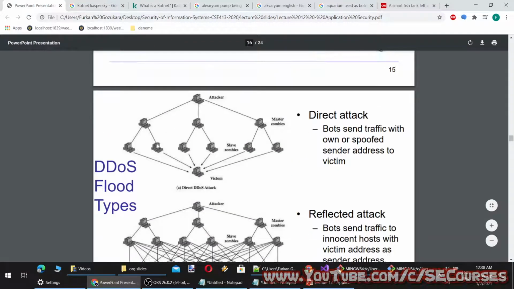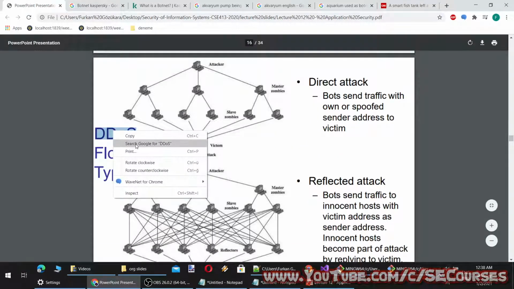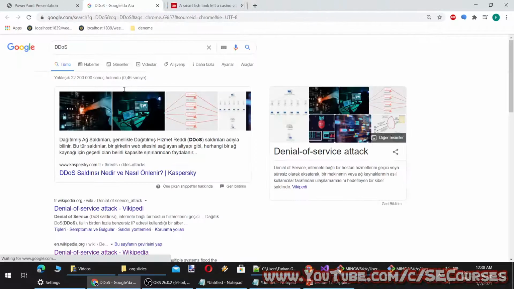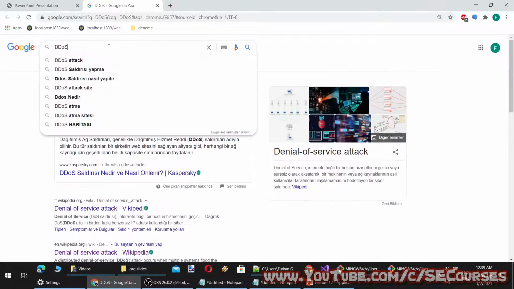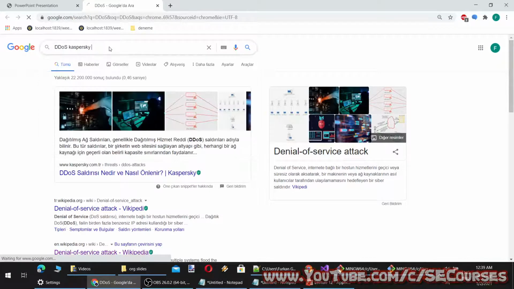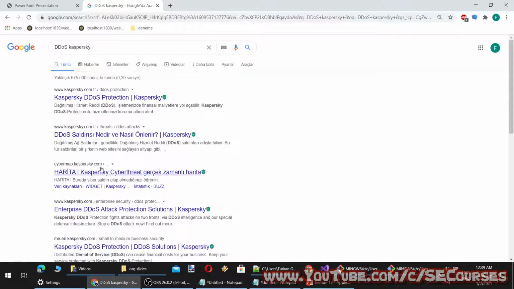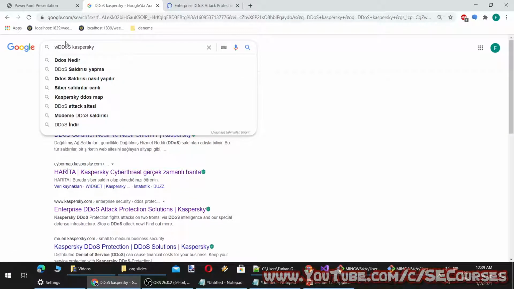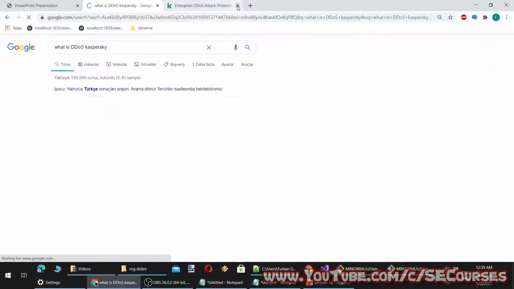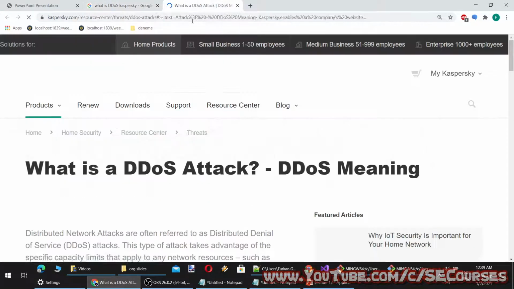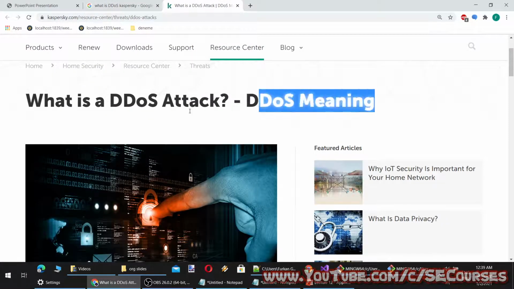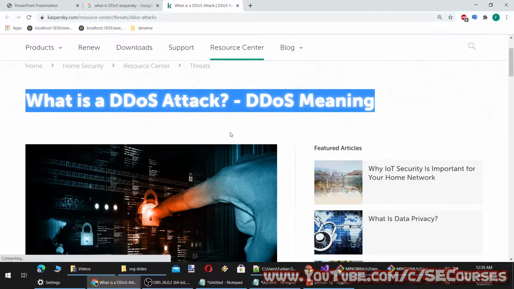All right, and let's see information related to DDoS, because it is also important. Okay, let's see. What is DDoS? What is a DDoS attack? DDoS meaning.